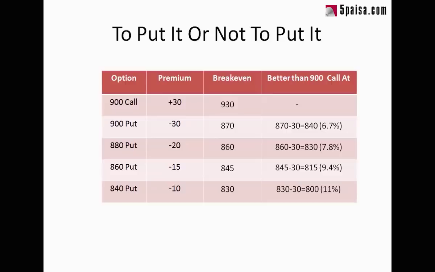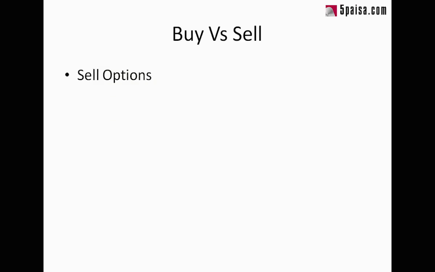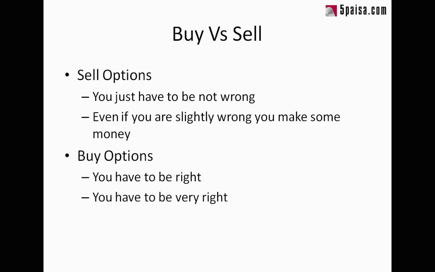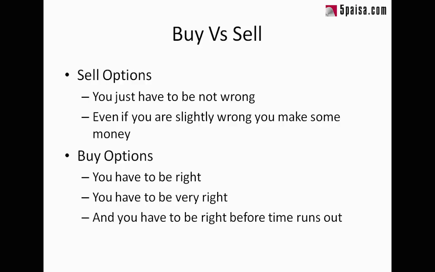So I could summarize this as, to make money by selling a call, you just have to make sure that you're not very wrong. If you're anywhere in the slightly wrong or the right territory, you will make money by selling a call or selling any option in general. But to make money by buying an option, you have to be right and you have to be very right. And worst of all, you have to be right before the time runs out on expiry, which means you have to time the market also. Add these three things together, your odds of making money by buying options become very low.